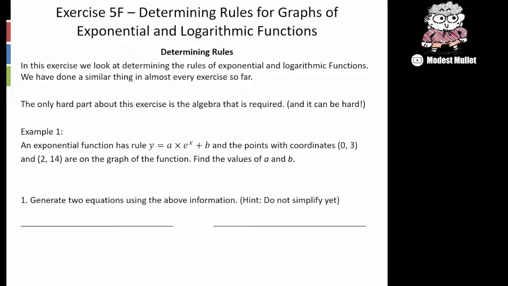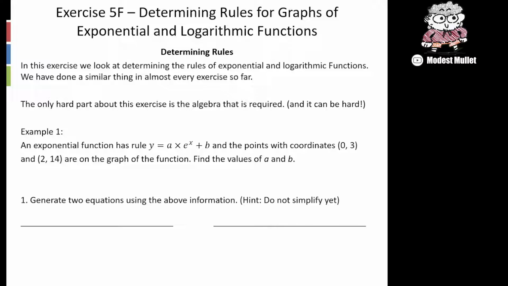For logs and exponentials, generally you're just going to be given the form to use. You're not going to have to use that bit of critical thinking to go, which form do I need to use? You're going to be given the form. So let's have a look at that straight away.